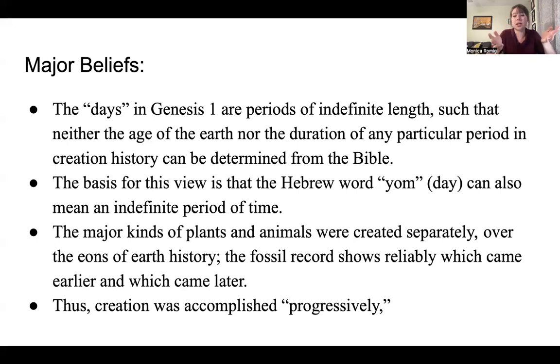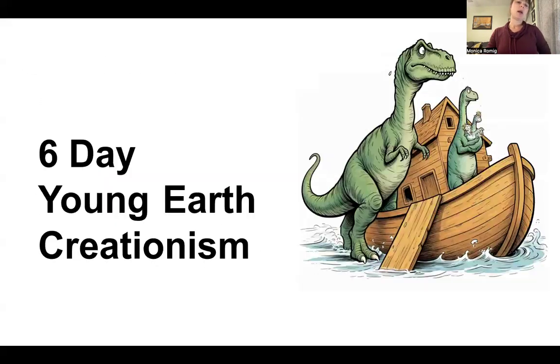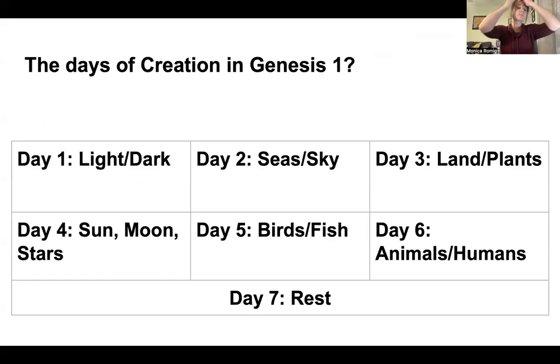Major kinds of plants and animals were created separately over eons of Earth's history, and the fossil record shows reliably which came earlier and which came later. So they would say that for the most part, and here we're going to click all the way back here, when we're looking at this framework, day one, light and dark, sure, but that day one could have lasted billions of years. Day two, separating the waters from the waters, that day could have lasted billions of years. Day three, land and plants. There's another perhaps billion years where it's just land and plants.